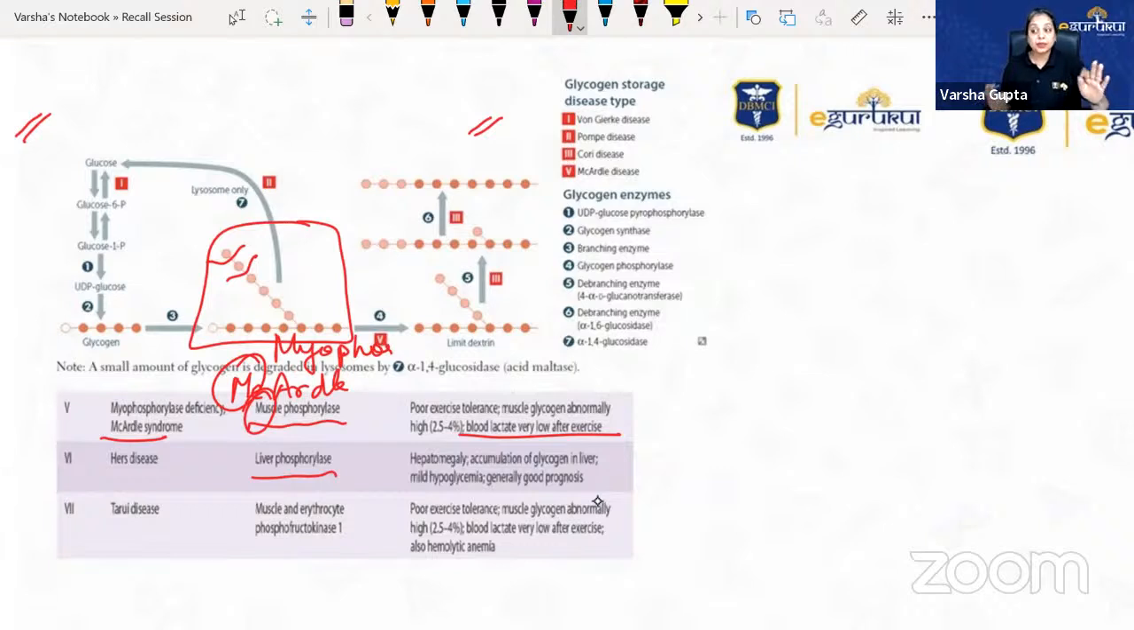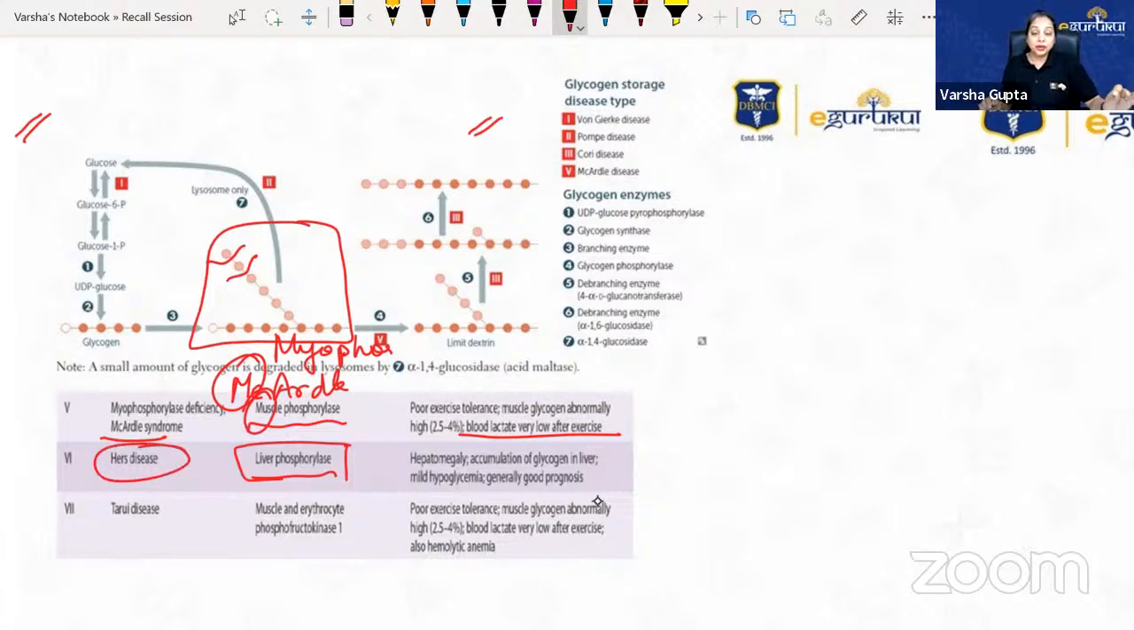What does that mean? Glycogen phosphorylase breaks down the glycogen that would have given you the glucose. If glycogen is not broken down, you are not getting the glucose, right? So how are you going to take the glucose and make the pyruvate and the lactate? So it means there will be low lactate levels, right? And then there is the liver phosphorylase. That is another isoform of the phosphorylase in the liver, and deficiency of that leads to Hers disease, right?